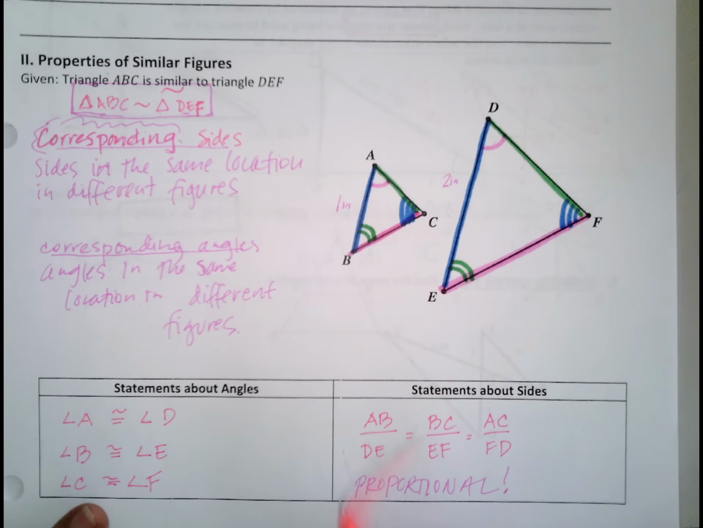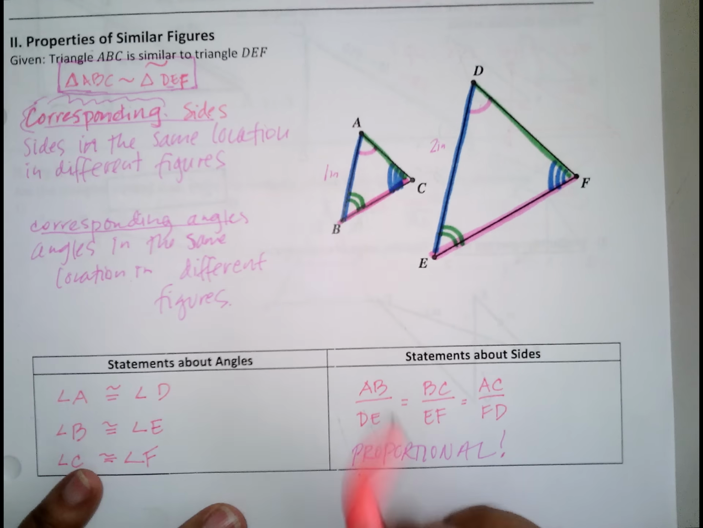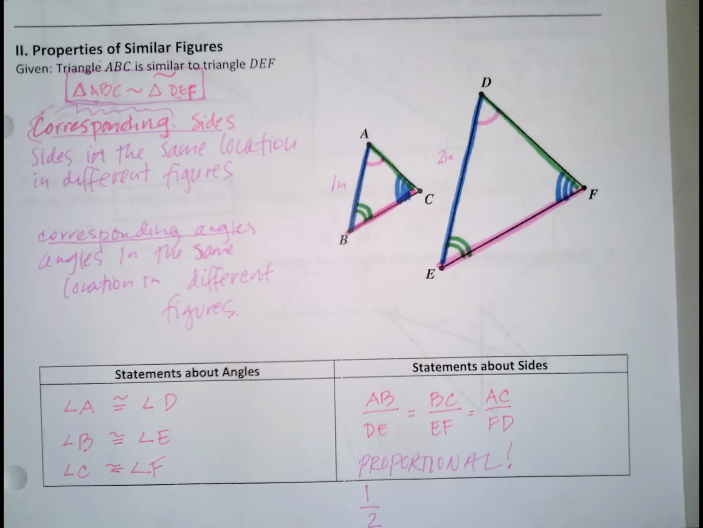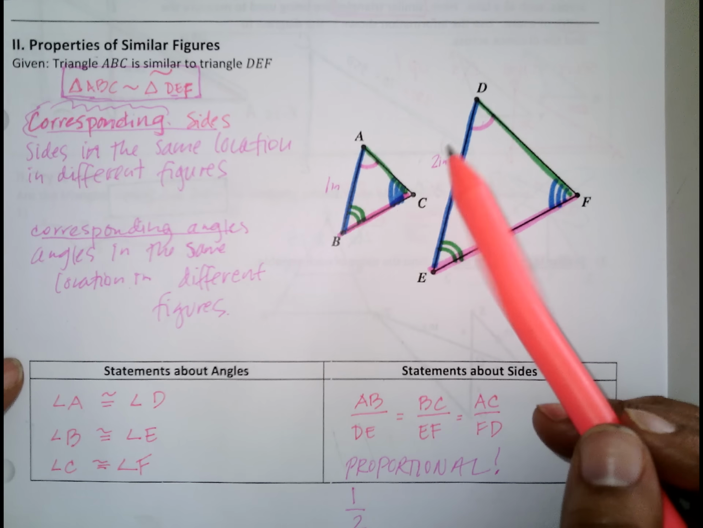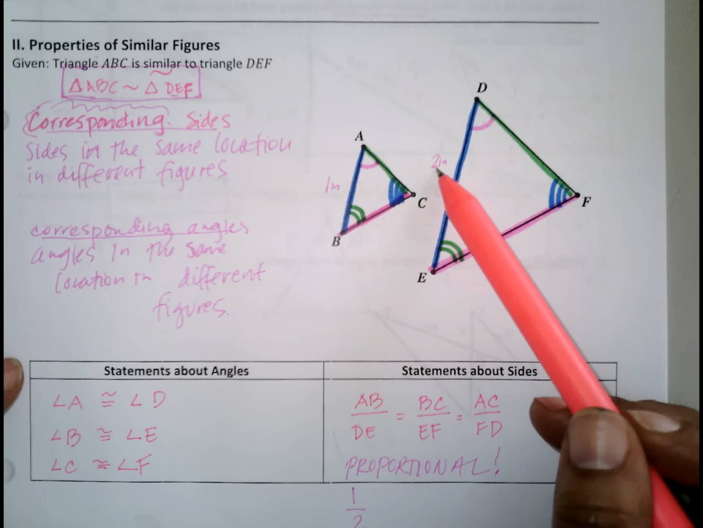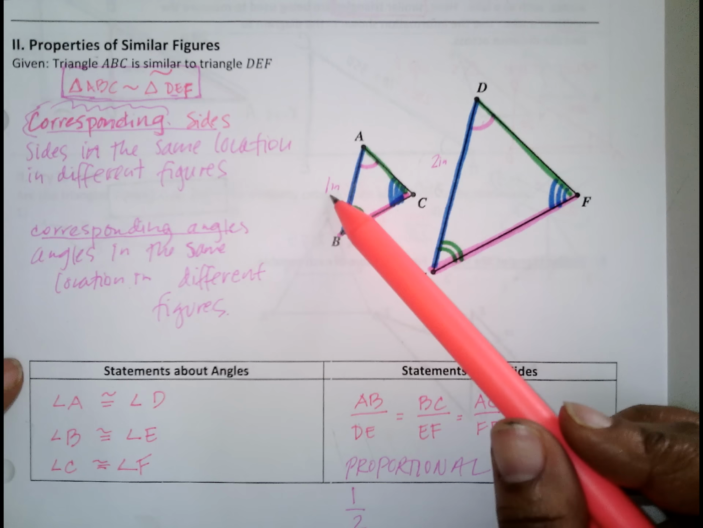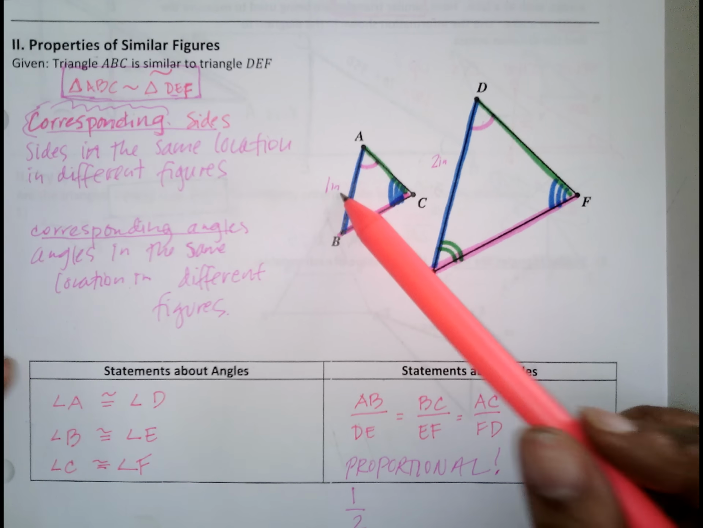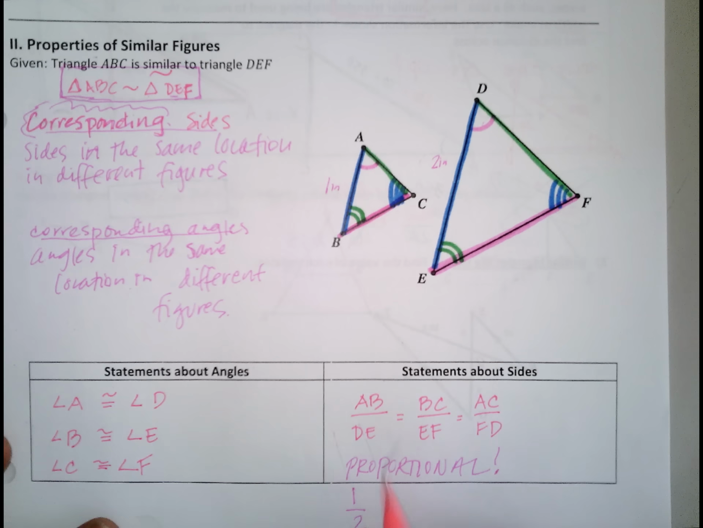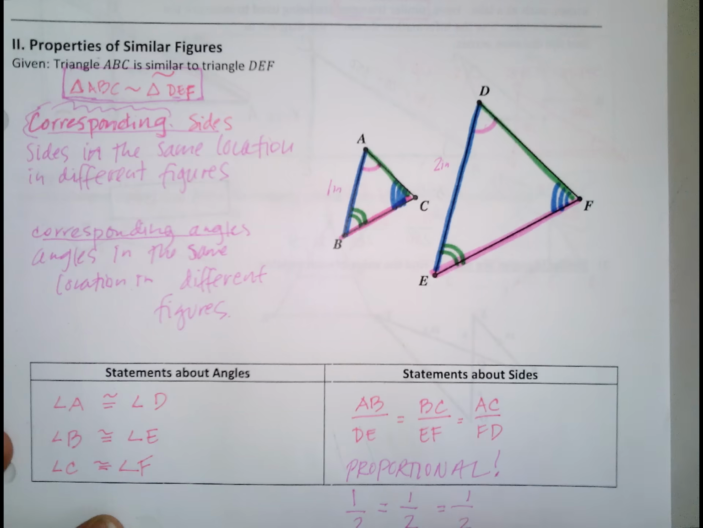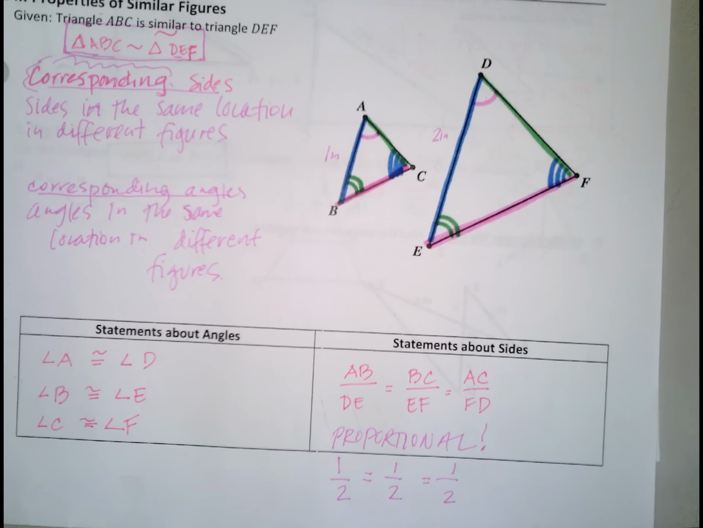Now if I take AB, which is 1 over 2, that means that my scale factor is a half. That means I took this 2 and I applied it in such a way that I took half of 2, which is 1, and applied it to that side. Once you have the scale factor, it's always going to be the same for every single side or set of sides in these triangles, okay?